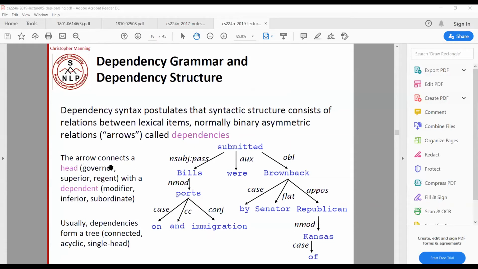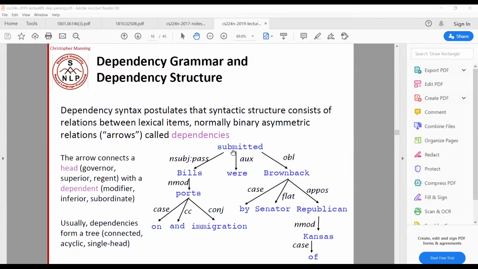So the head is this verb, the action. And they call it the governor, the superior, the regent. I don't really see why they're introducing all these extra terms. It's just confusing. The head is this, and then the arrows connect the head with a dependent. And then they call that a modifier, an inferior, or a subordinate. Again, that's confusing. When I learn this, I'm just going to learn the words head and dependent, and I'm going to forget about all these other things because it's just confusing.